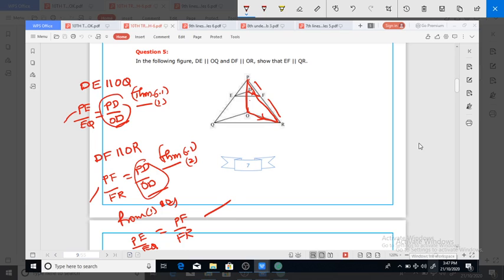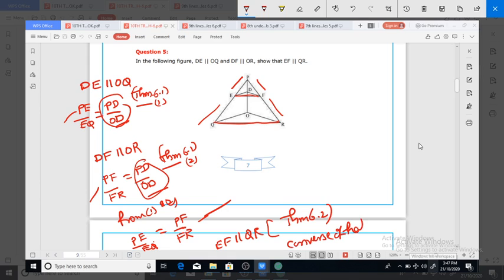If these two are proportional, then we can easily say, by the given condition, PE by EQ is equal to PF by FR. When these two are proportional, then EF and QR are parallel. So if these two are proportional, by converse of Thales theorem, EF is parallel to QR. By what theorem? Theorem 6.2 or converse of Thales theorem. Clear?